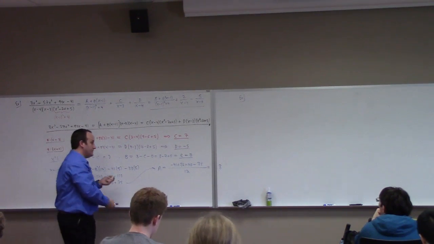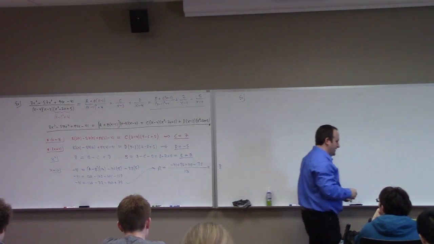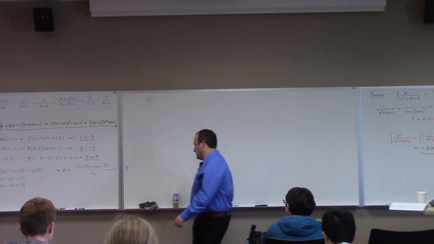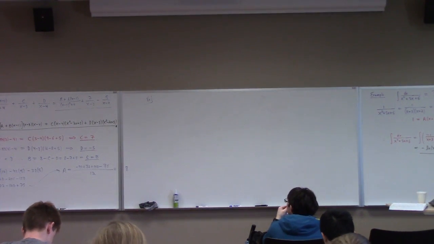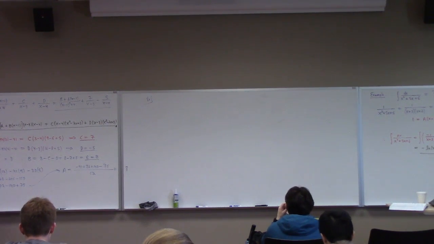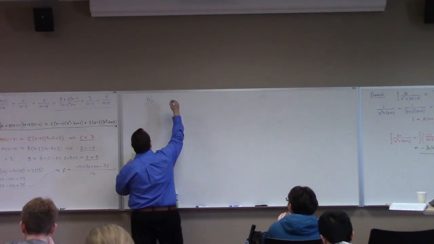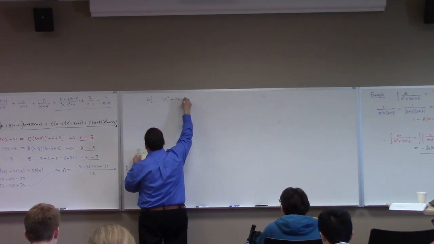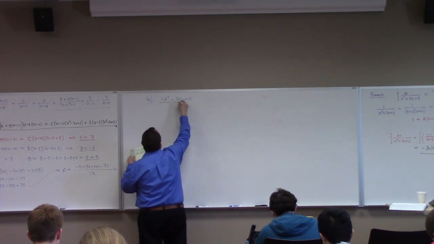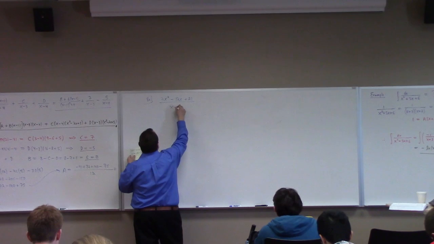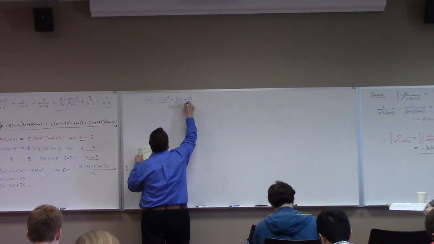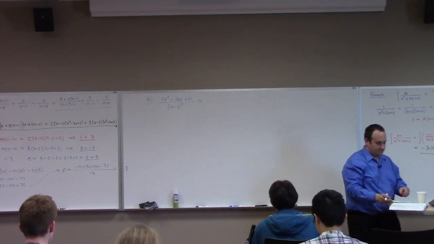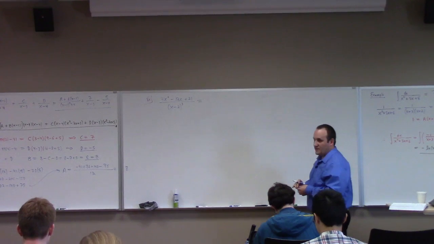My next example, which is important for me to get to today, believe it or not. Oh, where did I put it? Oh, over here. It is a rather different animal altogether. Here it is: 3x squared minus 12x plus 21 divided by x minus 2 quantity cubed. Fortunately, again, a proper rational function. So there's hope for us.